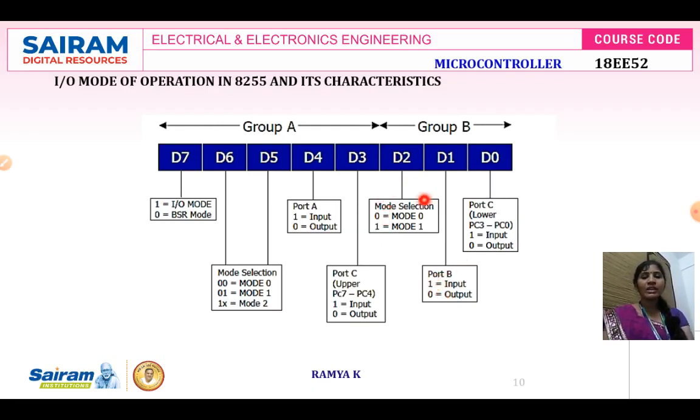That is why here, with only 2 possible cases of zeros and ones, it is possible to have control over this group B. So these are the IO modes of operation in 8255, and its characteristics have been described with individual bits.